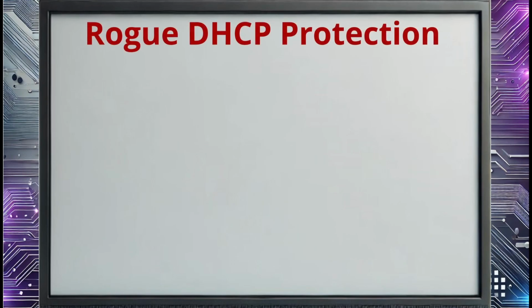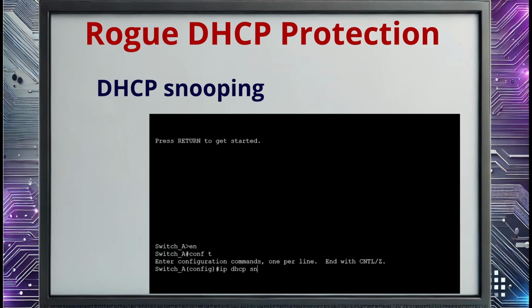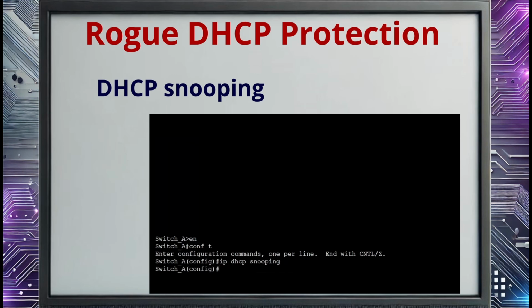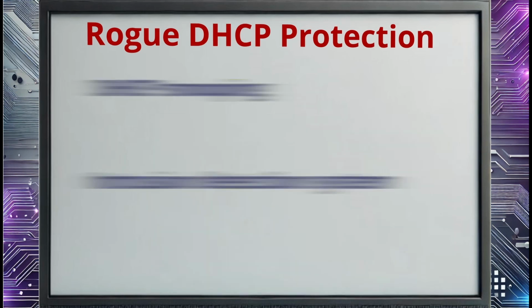To prevent a rogue DHCP server from running on your network, you can use a technique called DHCP snooping, which drops DHCP traffic from an untrusted server. DHCP snooping can be configured on switches to remove any unwanted DHCP traffic and to prevent any rogue DHCP servers from issuing their own IP assignments. You can also use intrusion detection systems to check for trusted signatures.